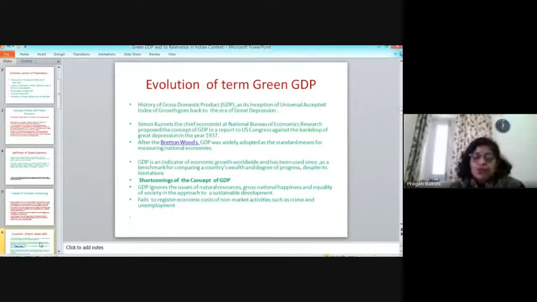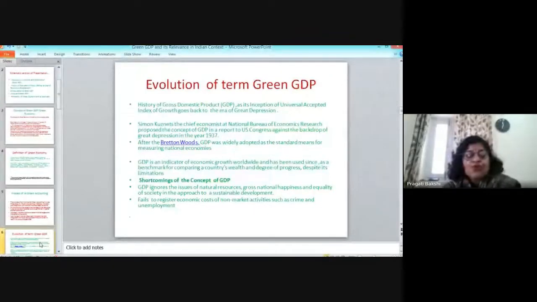Then after Bretton Woods, we all know 1944, Bretton Woods has accepted green GDP, and it was widely circulated and accepted by all the countries over the world. And then GDP came in as an indicator, a benchmark of progress. But GDP has several shortcomings.